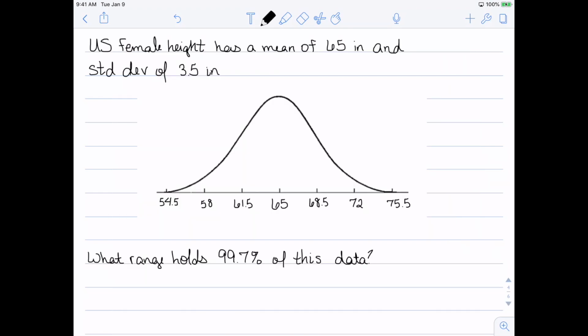Back to the example we had looked at previously with US female height, we want to know what range holds 99.7% of this data. And according to the rule I said before, we need to go up and down by 3 standard deviations to hold 99.7%. So that will actually be between 54.5 and 75.5. So now we have the range that holds 99.7% of data.